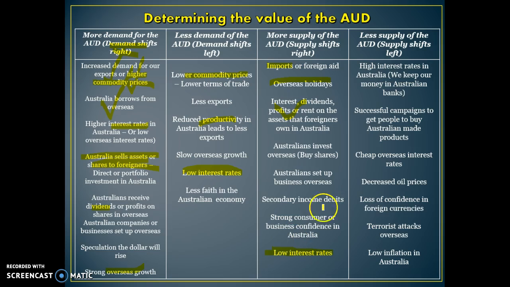Less supply of the Australian dollar. Again, high interest rates lead to less supply because fewer Australians will be putting their money overseas. Decreased oil prices, we don't have to pay as much for oil, so there's less supply. If there's terrorist attacks overseas, potentially that can lead to less tourism overseas. Low inflation in Australia will mean that we will import less because our products will be more competitive. That will also lead to more demand for the Australian dollar, but less supply. So they're the main things that will affect the value of the Australian dollar.